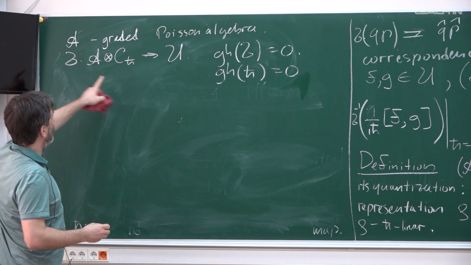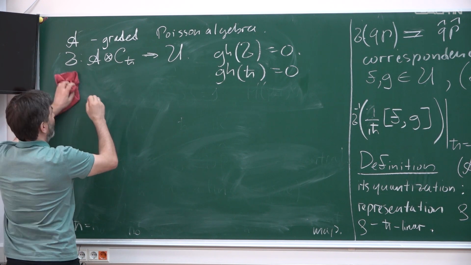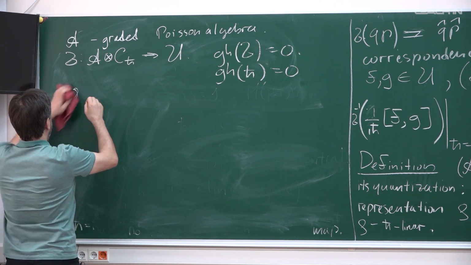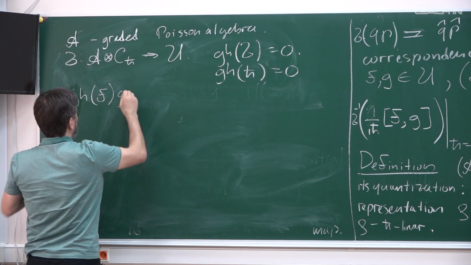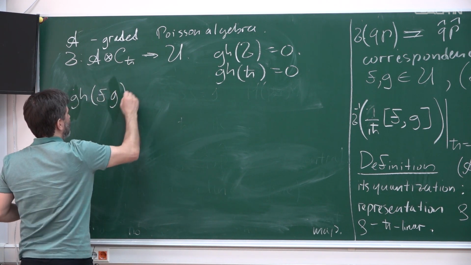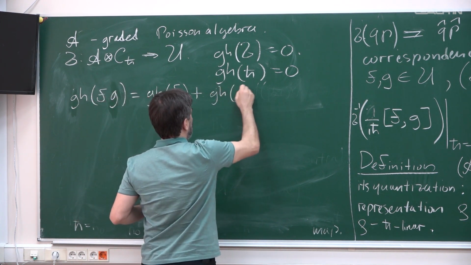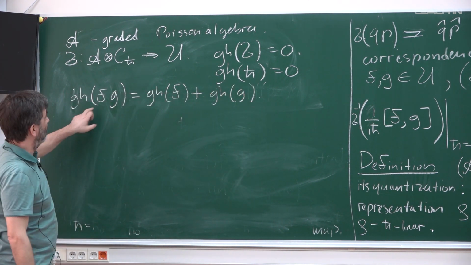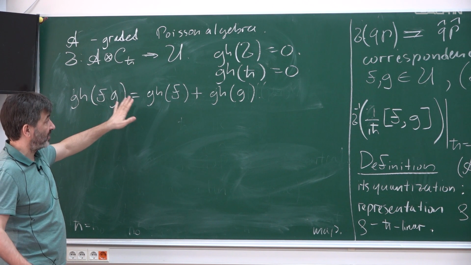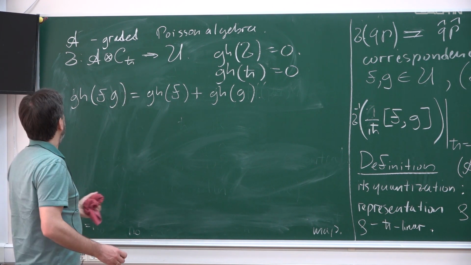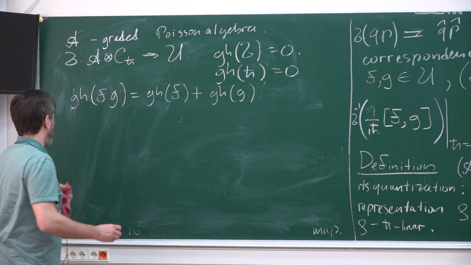Okay, and that multiplication in U is an associative algebra. So if we multiply, let's do it like this: gh of fg is the gh of f plus gh of g. So it means that multiplication in this algebra U is compatible with the degree. So it's a graded associative, Z-graded associative algebra, right? And once it is a Z-graded associative algebra, we can make a graded Lie algebra out of it.